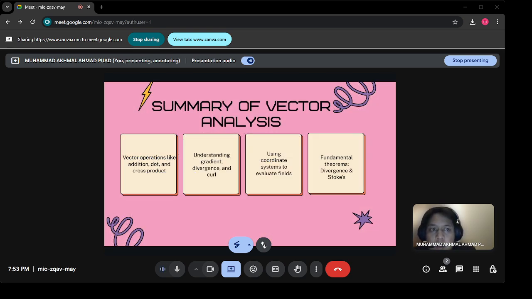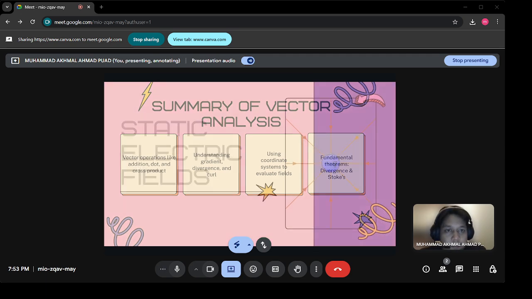So, a summary of vector analysis: vector operations like addition, dot, and cross product. Then we can summarize the understanding of gradient, divergence, and curl. The third one is using coordinate systems to evaluate fields: Cartesian, cylindrical, and spherical coordinate systems. And the last one is the fundamental theorems, divergence and Stokes.